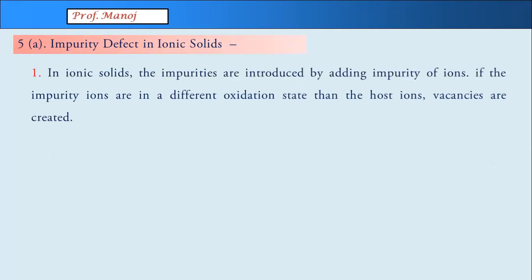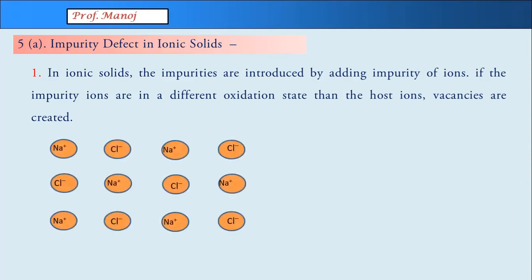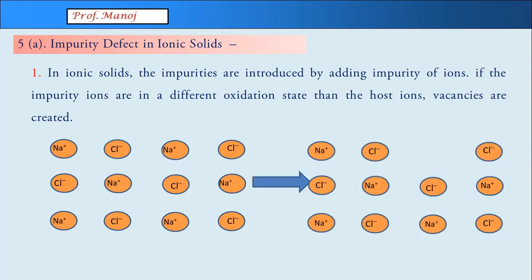In ionic solids, impurities are added. They will usually be in place of host ions. By impurity, don't imagine something wrong. By impurity, we mean another element, another ion. For example, if this is a crystal of sodium chloride, what we are going to do here is remove a sodium ion and replace it with a strontium ion.